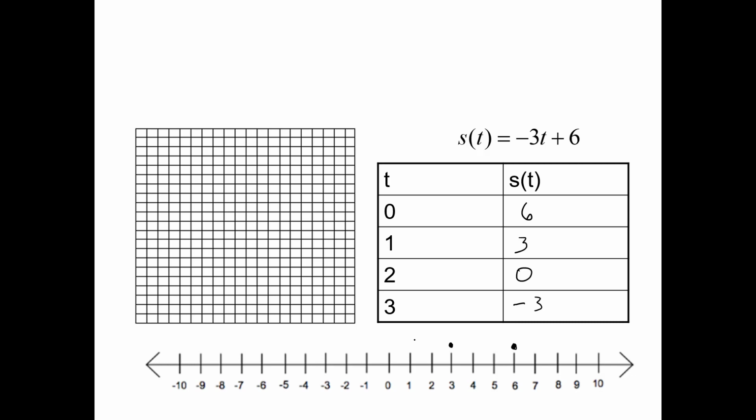1 second after that, it was at 0. And then 1 second after that, it went to negative 3. You can see that every second that goes by, the ant is going a distance of 3 units, but it's going to the left. And it looks like it's just going to keep going in that direction forever and ever.